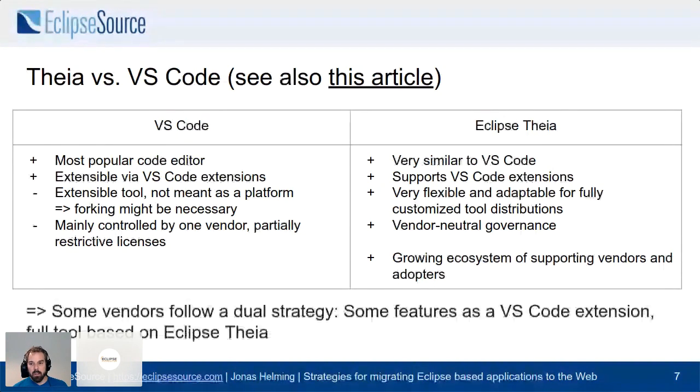Now, again, what is the consequence? At the end, you have to decide between the two. It's worth noting that as Theia supports VS Code extensions, if you're not 100% sure which way you should go, everything that you implement as a VS Code extension can be used on both. And some vendors actually follow a dual strategy. They provide some features as a VS Code extension, which can then be installed by all the VS Code users, but you can also use them in Theia. And in addition, they provide a full custom tool that is highly optimized for the particular use case based on Theia, because that's where you have the ability to really customize the tool based on your requirements or based on the UX that you want to fulfill.